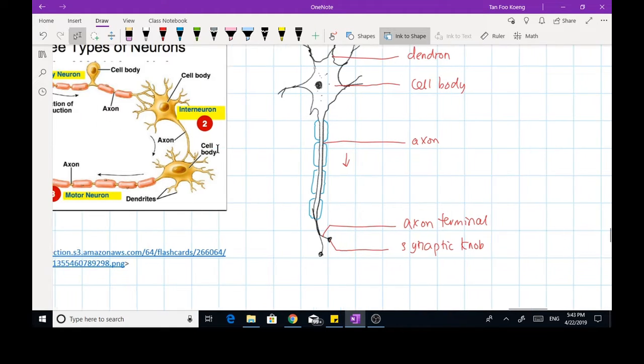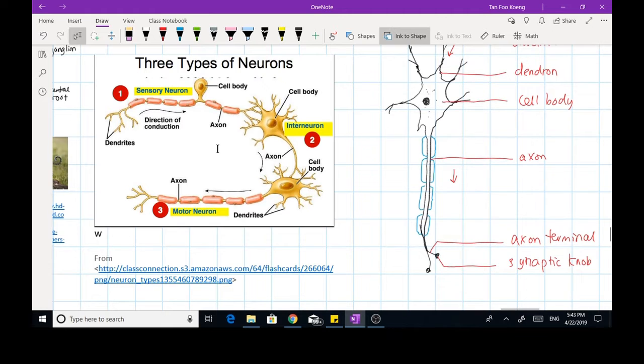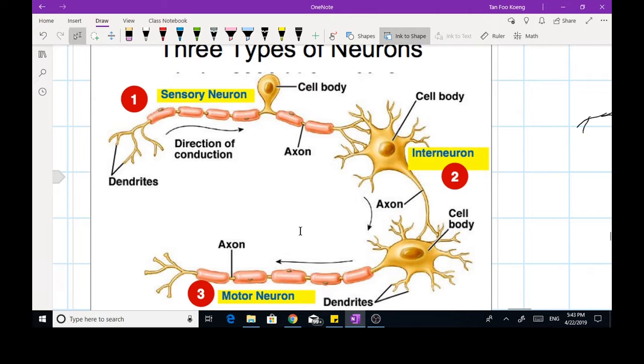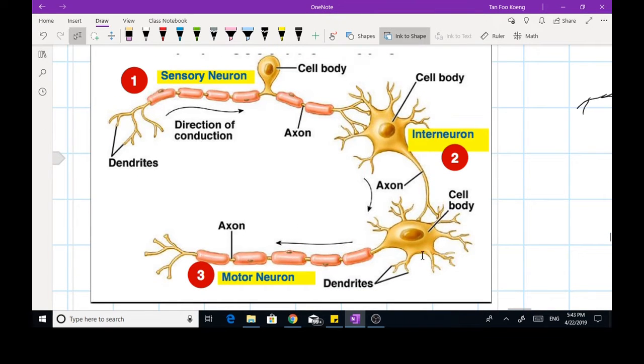Alright, now please allow me to introduce to you three types of neurons. Now the first one, if you look at it, the cell body as compared to the cell body in the motor neuron. The cell body in the sensory neuron is situated at the middle of the neuron, while in the motor neuron, the cell body is located at one end. The sensory neuron has a very long dendron together with a long axon. On the other hand, the motor neuron has a very short dendron but a very long axon.